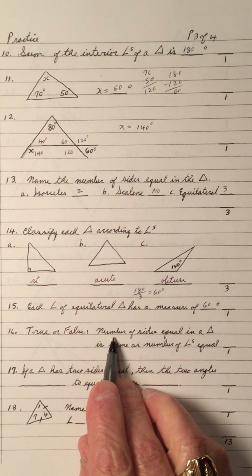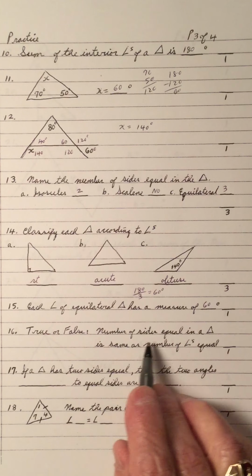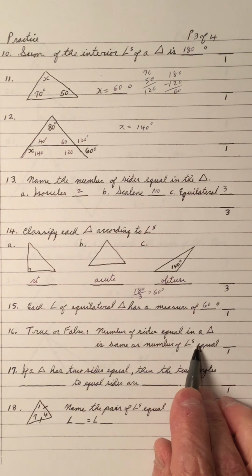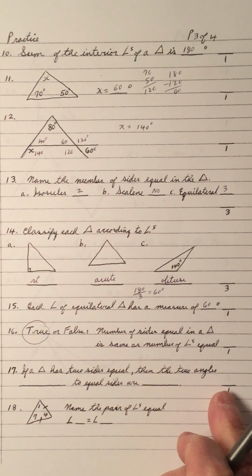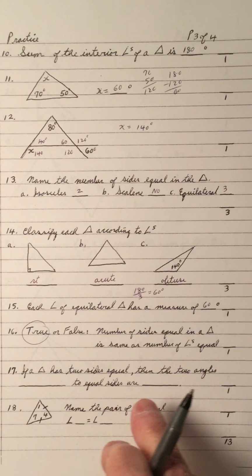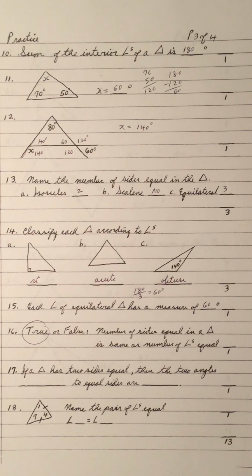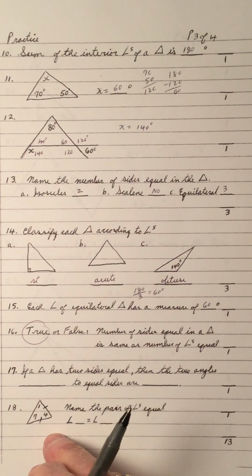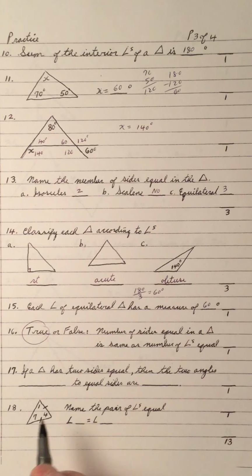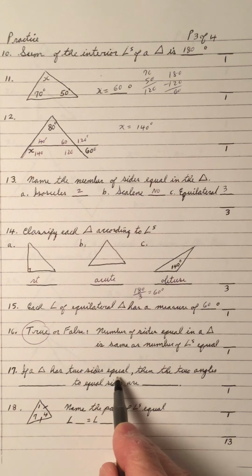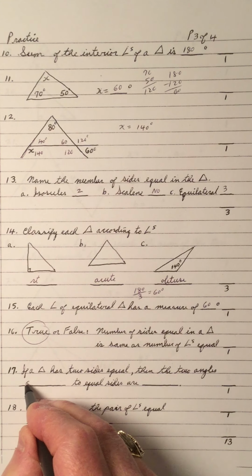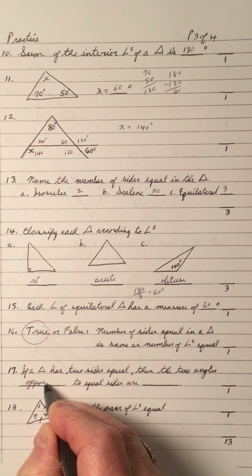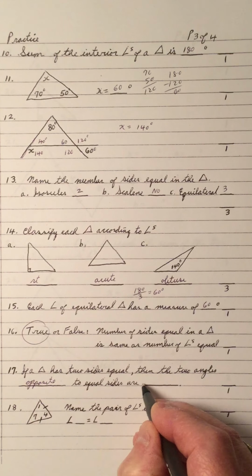16, true or false? The number of sides equal in a triangle is the same as the number of angles equal. And the answer is true. If you've got two angles equal, you got two sides equal. Two sides equal, two angles equal. Three angles equal, three sides equal. True. 17. If a triangle has two sides equal, then the two angles opposite to the equal sides are equal.